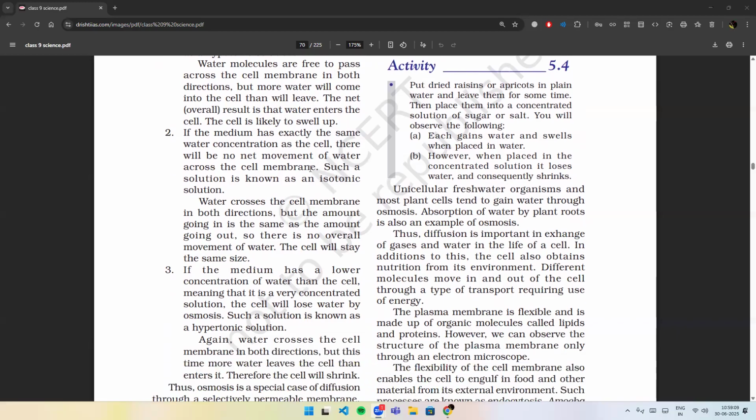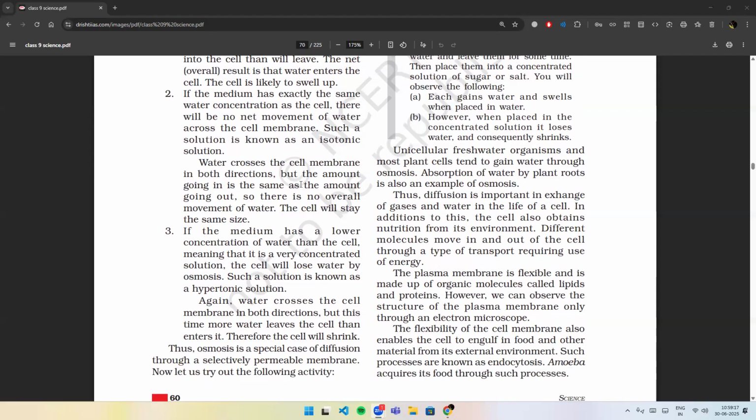If the medium has exactly the same water concentration as the cell, there will be no net movement of water across the cell membrane. Such a solution is known as an isotonic solution. Water crosses the cell membrane in both directions, but the amount going in is the same as the amount going out. So, there is no overall movement of water.